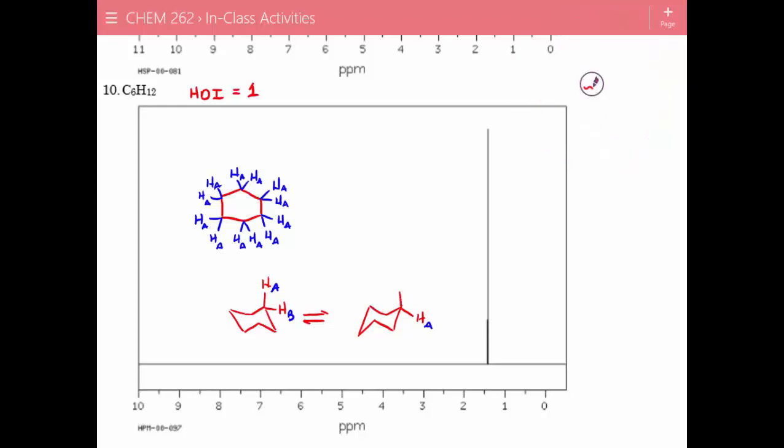Let me actually leave this up here. I was going to erase it, and I'll just label this as fast inversion. So all of these are going to be HA. There are no HB protons because that HA and HB signal will average out.